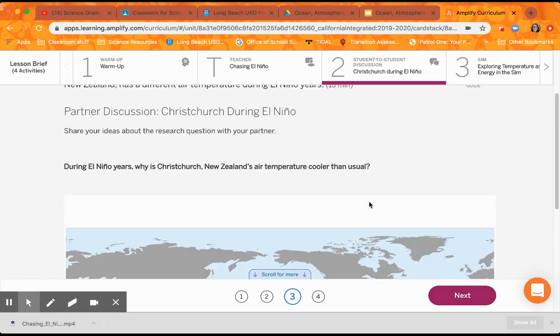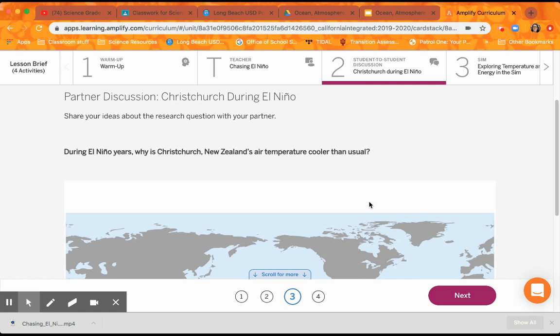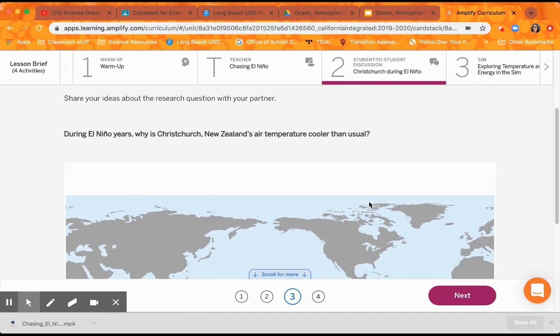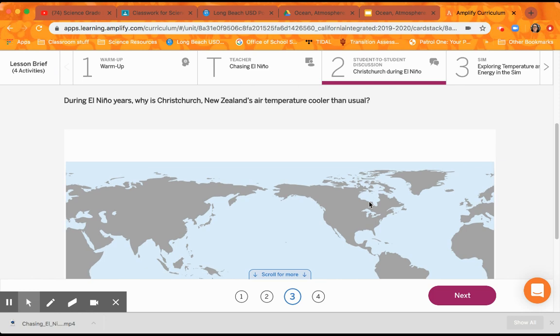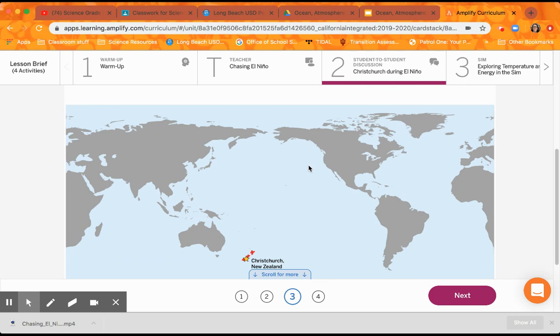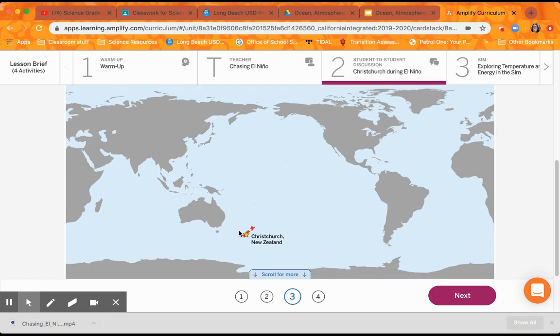All right. Our next activity would have been something that you would have done with a partner, and unfortunately, you're not with a partner, okay? But what you're going to be doing is looking at this map right here. You're looking at Christchurch's location. This location is in New Zealand, and New Zealand is a country located in the southwestern Pacific, near Australia. So this is Australia. This is New Zealand in the southwestern Pacific.